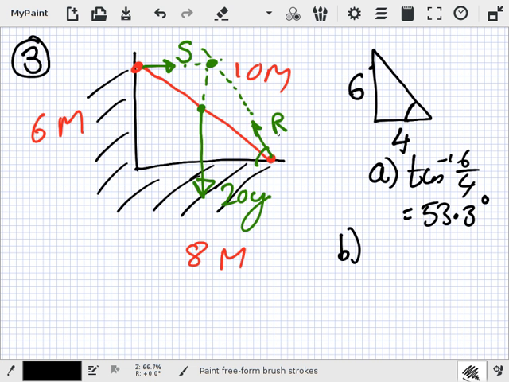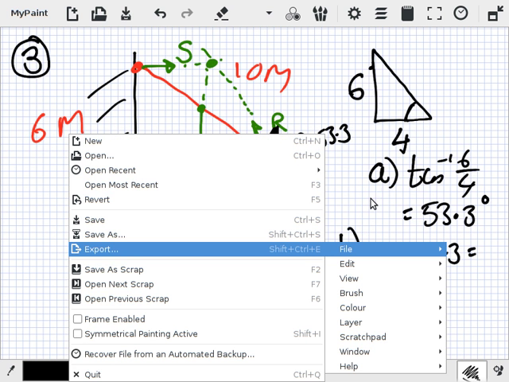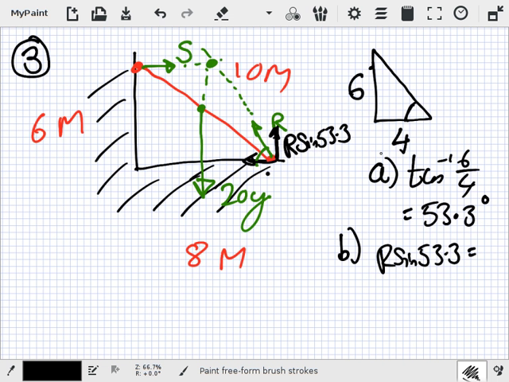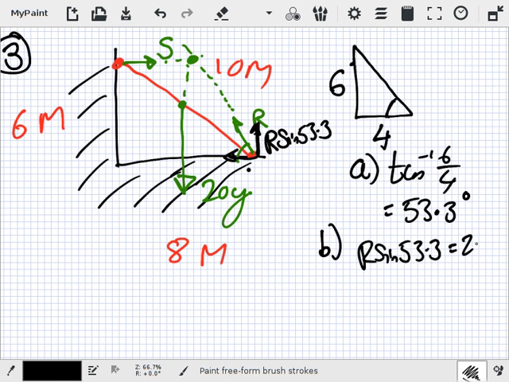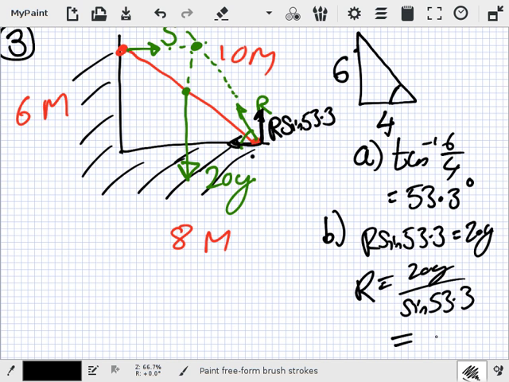What is the value of R? Okay, so look. If you resolve this way, this one is R cos and this one is R sine. R sine 53.3. But R sine 53.3, what should that equal? It should equal 20g, yeah. So then the R is whatever 20g over sine 53.3 is. So 244.7. Okay. And finally, part C is what is this part here.